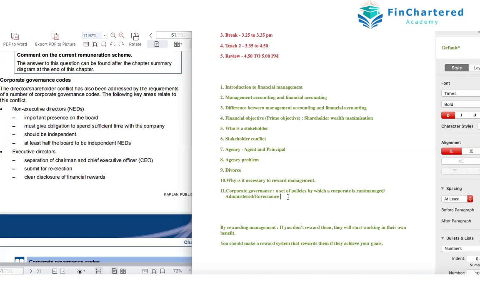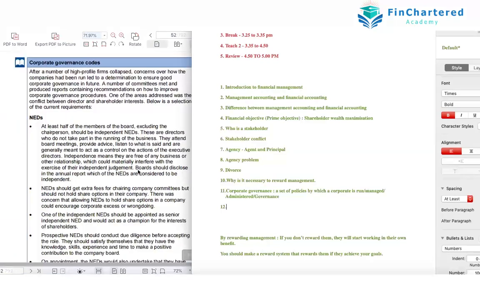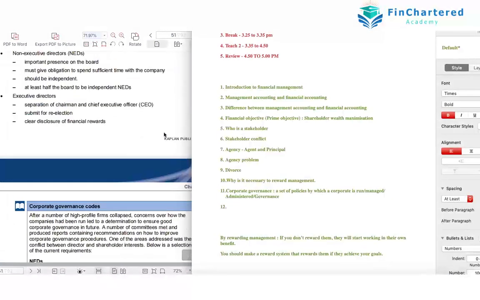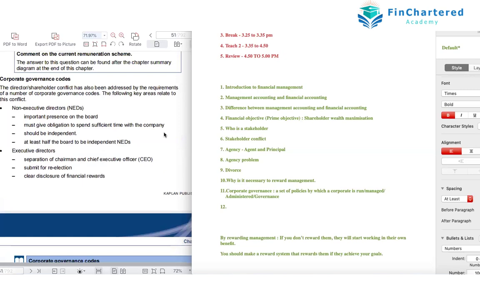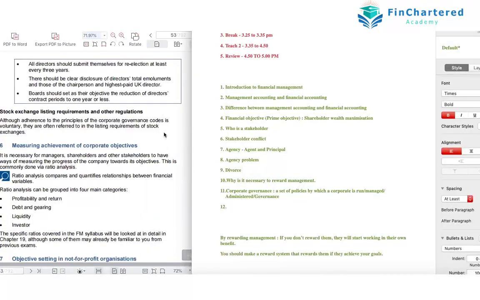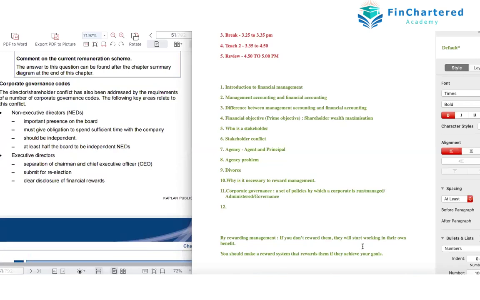Okay. So what is corporate governance? Corporate governance is a set of policies by which a company is run, administered, governed, basically. And why are we looking at all of this? Again, there's just a mention of NEDs and EDs, so I'll not take too much time because there's too much theory and I don't want to bring down your attention with too much talking.